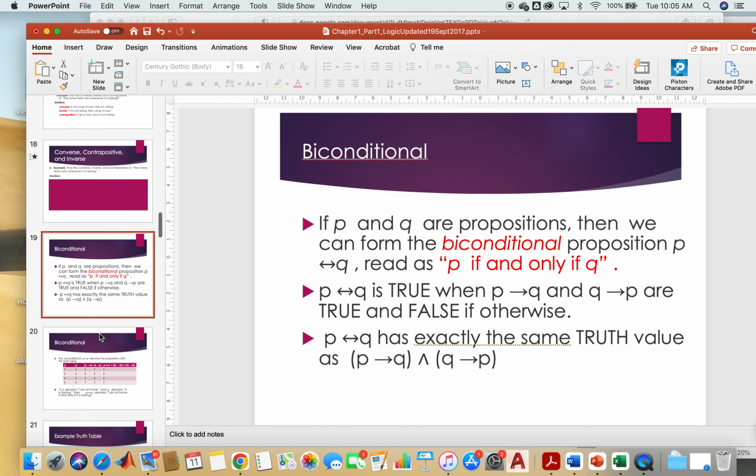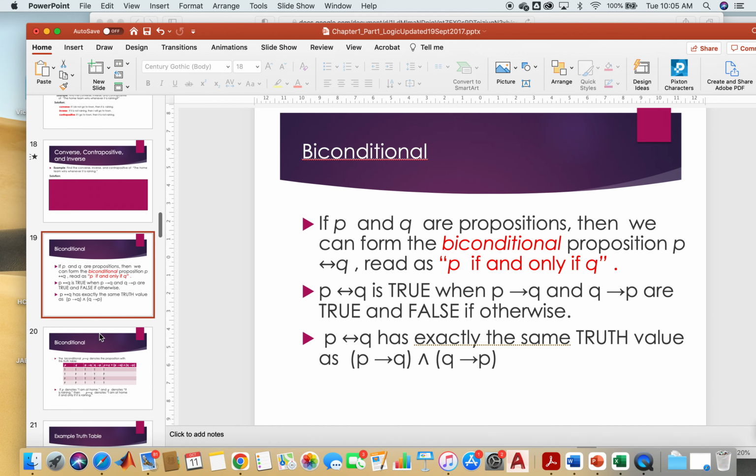Okay. So now we move into the next connective, which we call implication. Remember, the symbol for implication is the arrow. If P and Q are propositions, then P arrow Q is a conditional statement or implication, which is read as if P then Q, and it has this truth value.